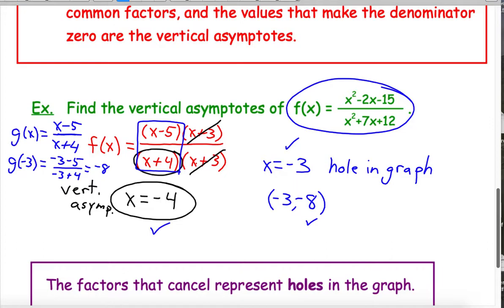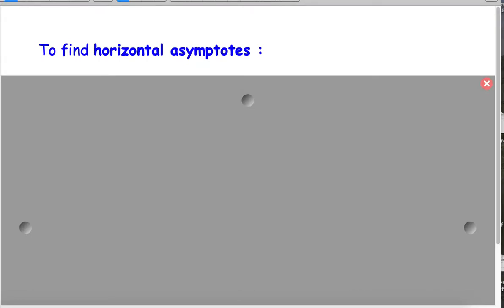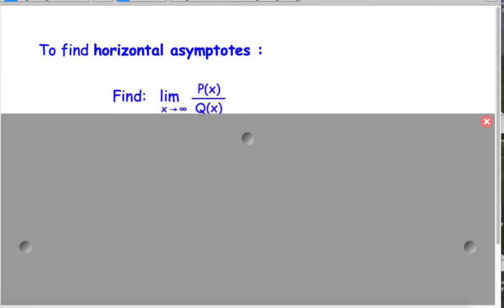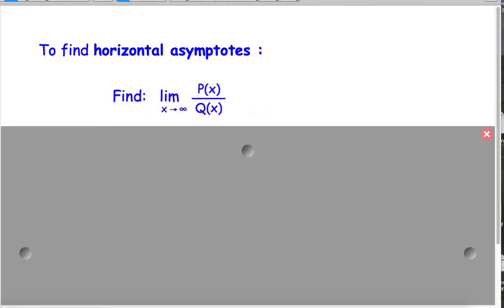All right, so let's talk about horizontal asymptotes. If I want to find a horizontal asymptote, I need to consider this. And this is new notation, but that represents the limit as x approaches infinity of p of x over q of x. What is that? Let me circle this. What does this thing mean? That just means what's happening to my function as x gets bigger and bigger and bigger and bigger. And then we could also consider negative infinity.